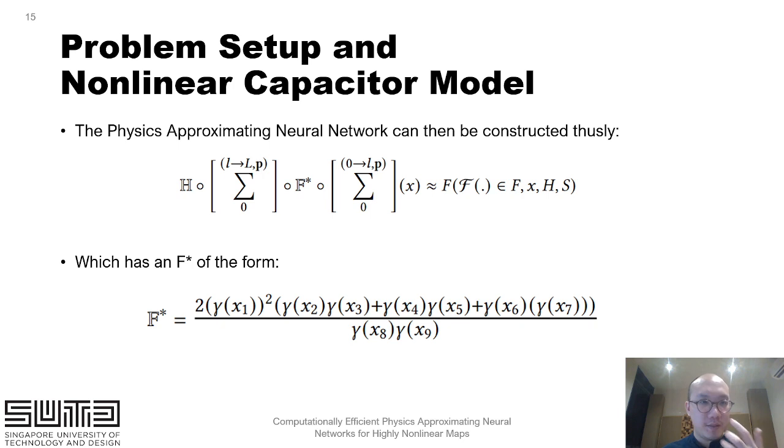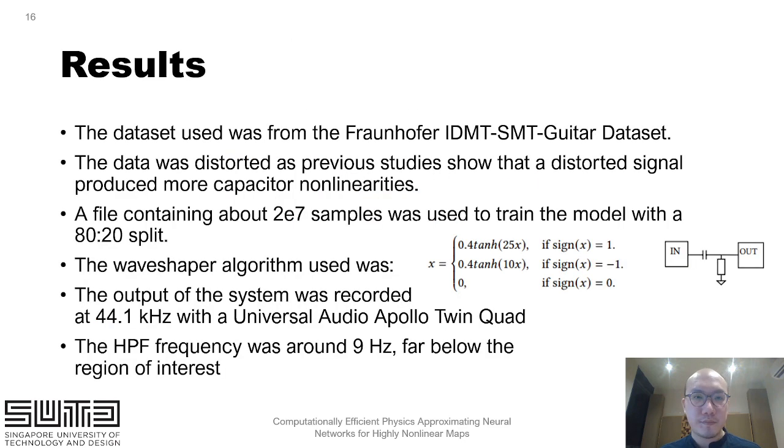But in this case, because we're constructing a physics approximating neural network, we will construct the neural network as such, with f star being of this form below, where each of the variables of the model that were not an input are all replaced with a latent input variable.